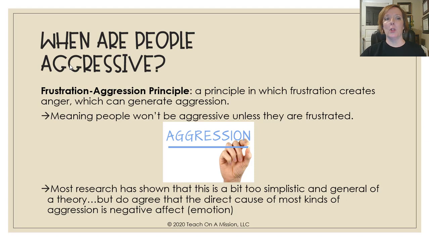So when are people aggressive? Well, there is a principle known as the frustration-aggression principle, and this states that frustration creates anger, which can then generate aggression, meaning people won't be aggressive unless they are frustrated. Most research has shown that this is a bit too simplistic a theory in general, but they do agree that the direct cause of most kinds of aggression is some type of negative affect or emotion.